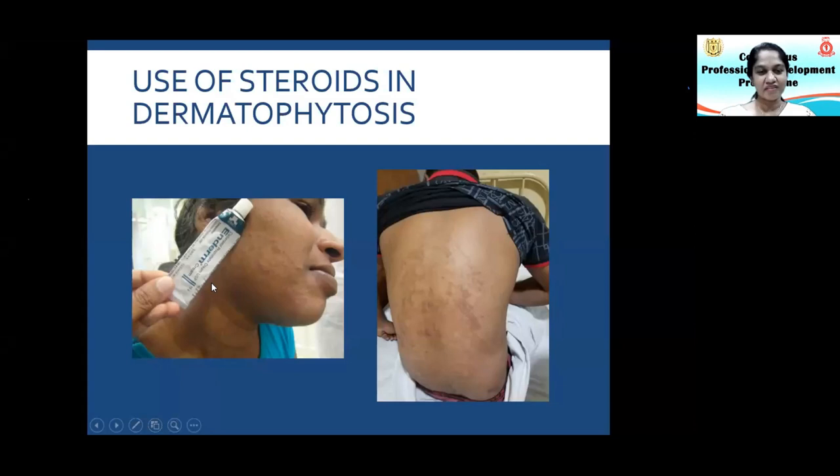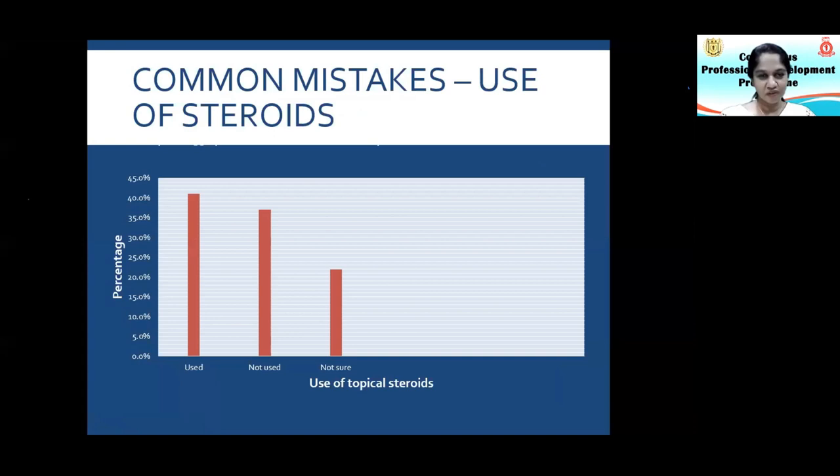And this is also, again, extensive tinea corporis. I think you can appreciate there's minimal scaling and inflammation in this lesion. So sometimes it's going to be a diagnostic difficulty. So actually, the usage of steroids, I'm not saying without any facts.